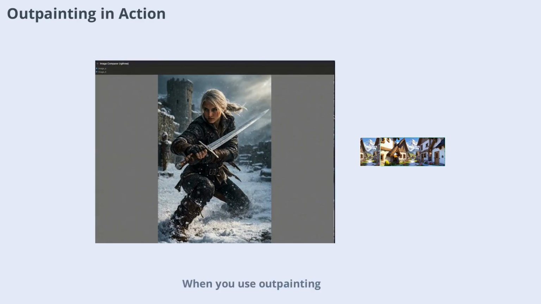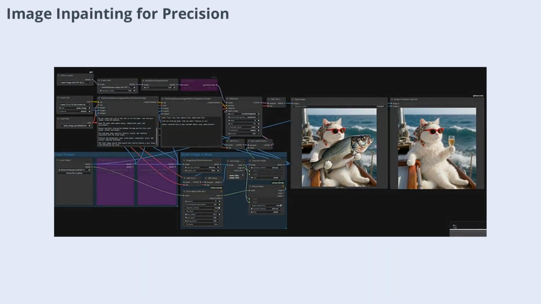When you use outpainting, the scene gains more depth, and new elements are introduced naturally. The overall composition feels more complete, and the environment inside the image expands. This technique is especially useful for establishing shots and world building, where you want to create a sense of scale and immersion. Outpainting is a powerful tool for any AI filmmaker looking to go beyond the limitations of a single frame.